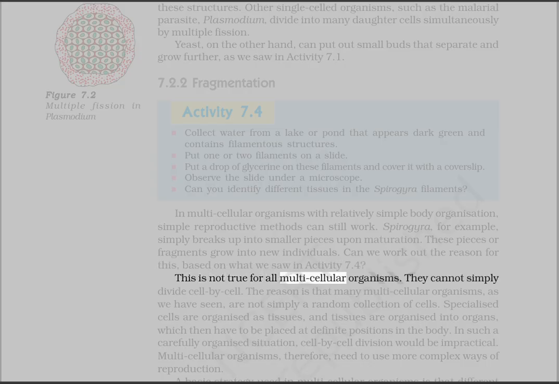This is not true for all multicellular organisms. They cannot simply divide cell by cell. The reason is that many multicellular organisms, as we have seen, are not simply a random collection of cells. Specialized cells are organized as tissues, and tissues are organized into organs, which then have to be placed at definite positions in the body. In such a carefully organized situation, cell-by-cell division would be impractical. Multicellular organisms, therefore, need to use more complex ways of reproduction.